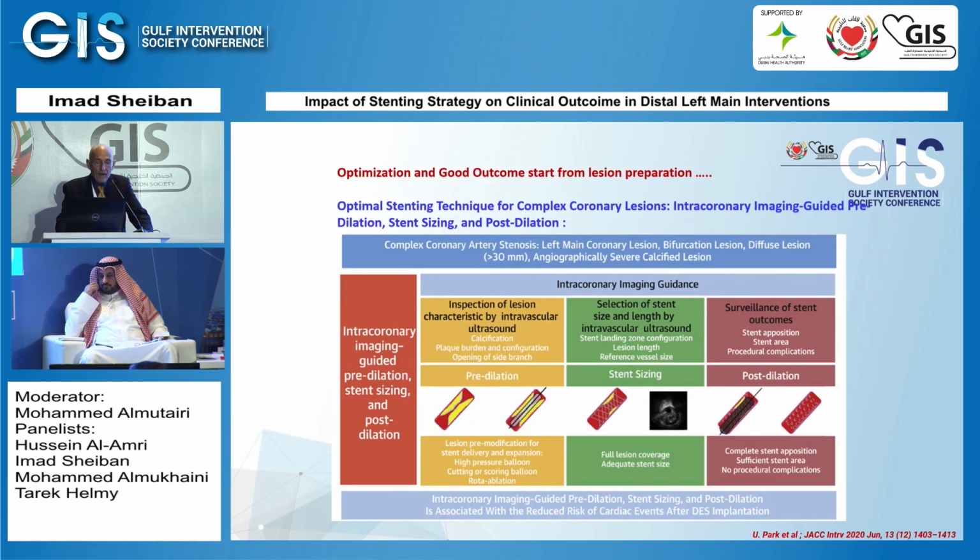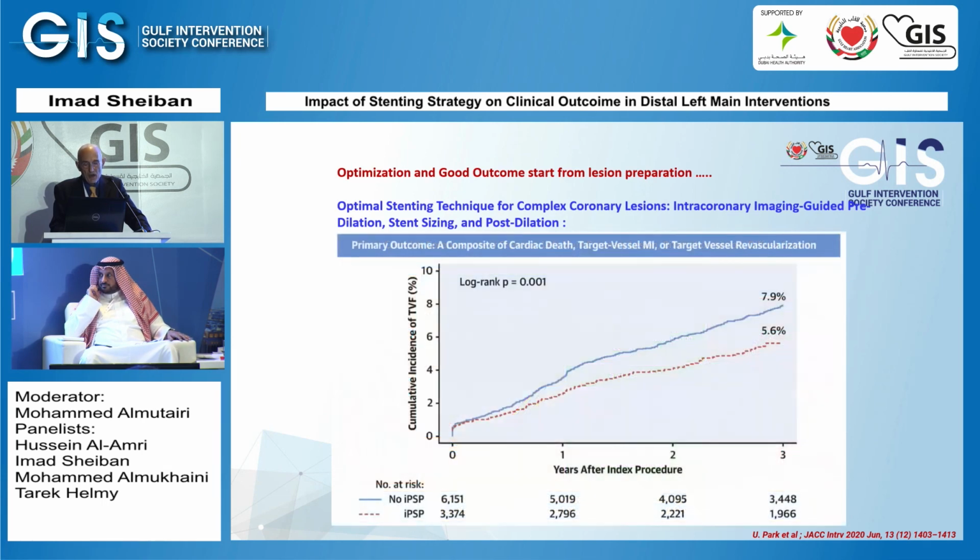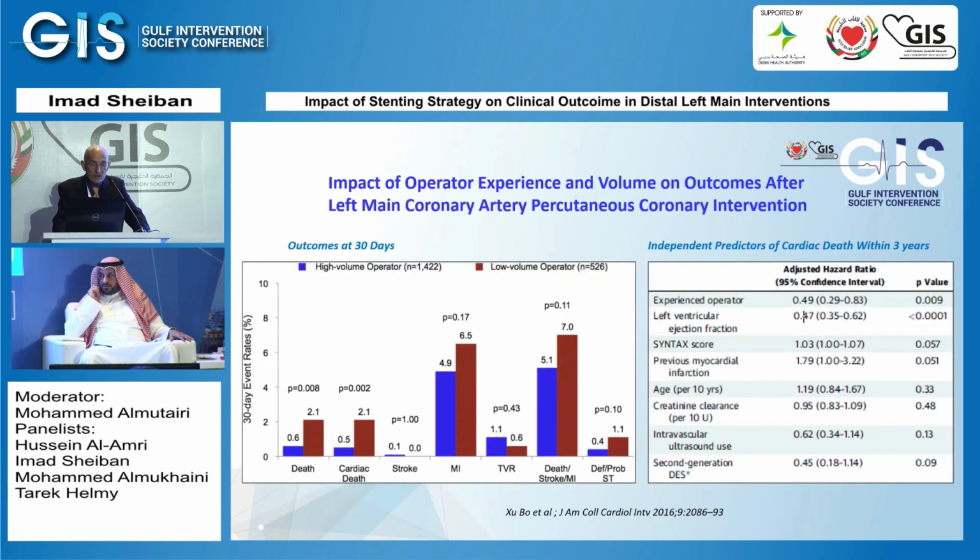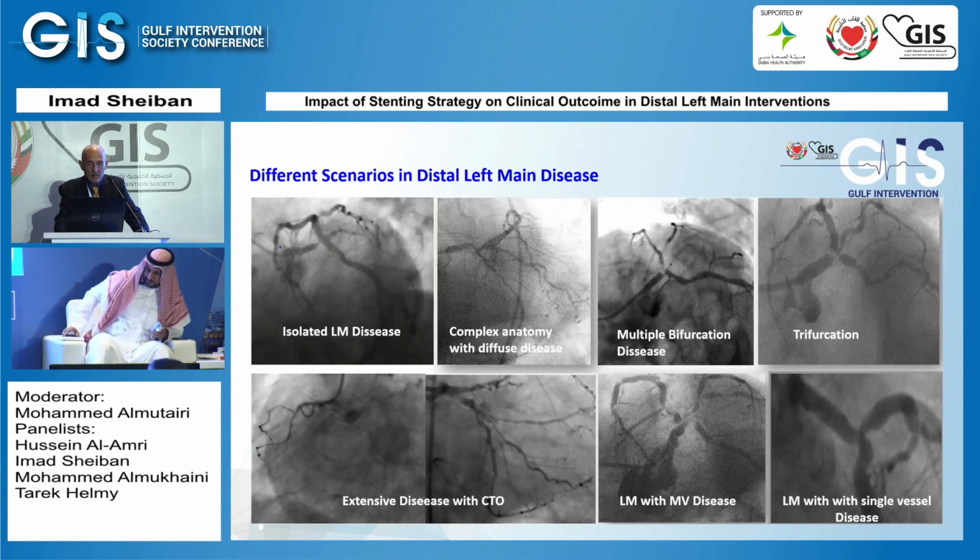And finally, this work coming from PARC, from Azan Center, showing how planning the procedure according to intravascular imaging guidance, as well as stent expansion, that means optimization after stent implantation and lesion preparation, will lead to a more favorable outcome in terms of MACE every time you are doing complex bifurcation. Thank you, Imad. Operator experience is very important.